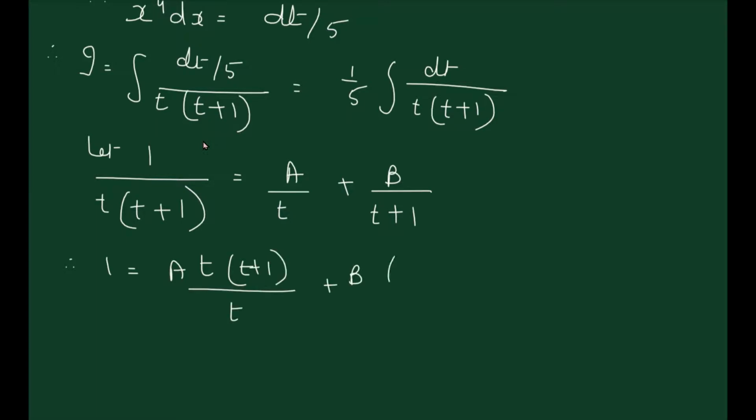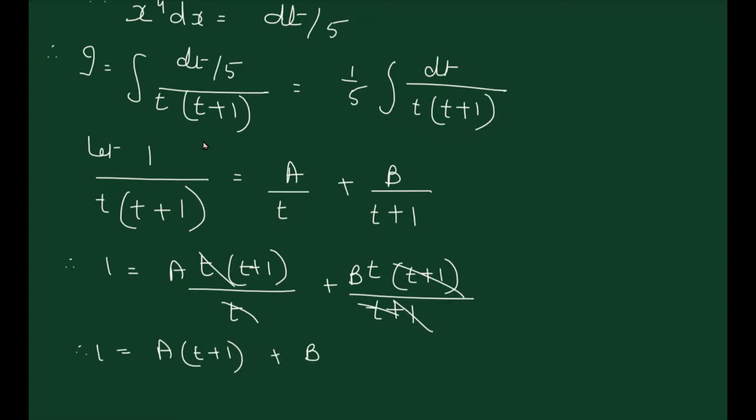plus b into again the same thing. Then we cancel out t over here and t plus 1 from here. So that we get 1 is equal to a into t plus 1 plus b into t.